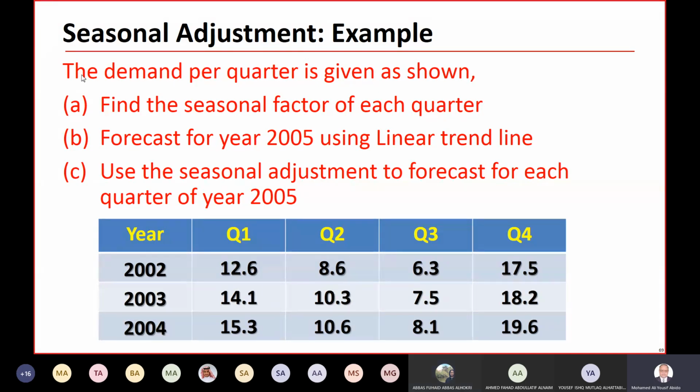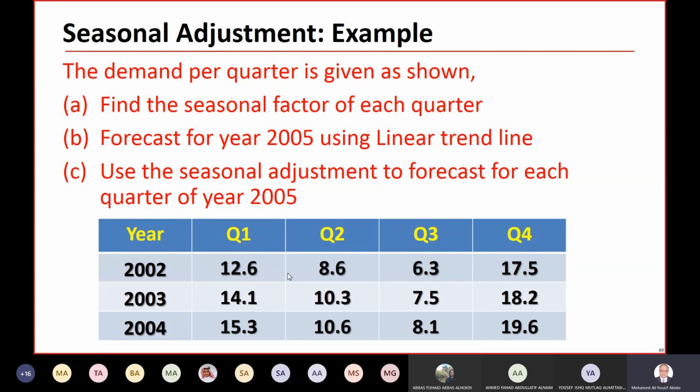Okay. So we have here the demand per quarter as shown. Find the seasonal factor of each quarter, S1, S2, S3, and S4, and then forecast for year 2005. You are given here demand for 2002, 3, and 4. Then we need to forecast for 2005 and use the seasonal adjustment to forecast for each quarter. We will get the total forecast for year 2005, and then we will divide this total forecast into season forecasts using the seasonal factors calculated here.